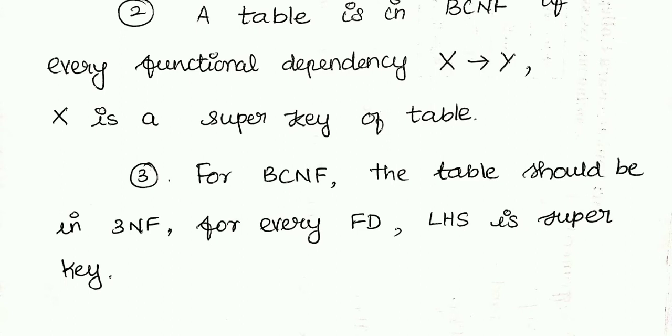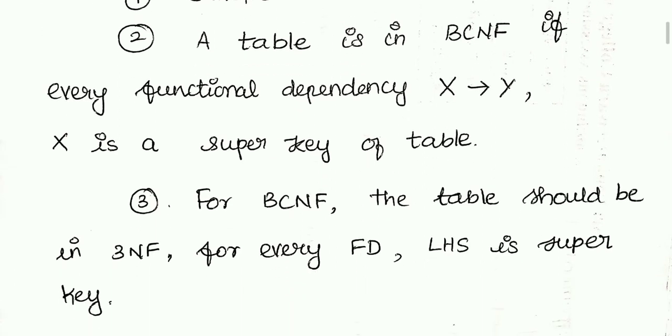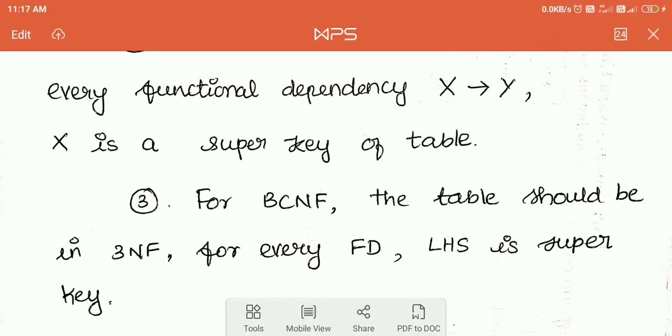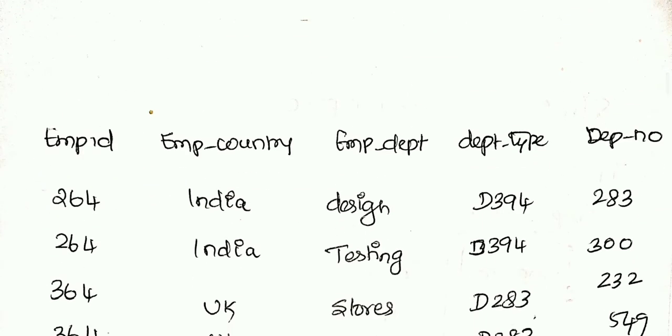So for BCNF, the table has to be in 3NF. Apart from that, for every functional dependency, the left hand side, that is the attribute that determines another attribute, so X determines Y, here the LHS is a super key. Always the left hand side attribute that determines some other attribute has to be the super key. Is this clear? So now the next one, we will go for the example.